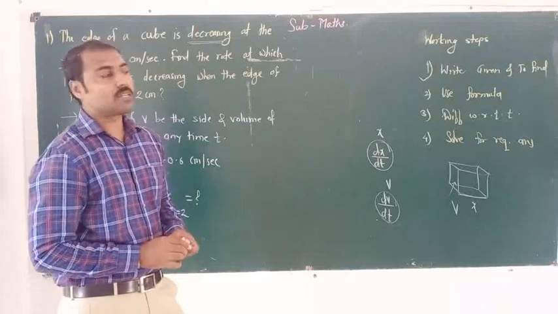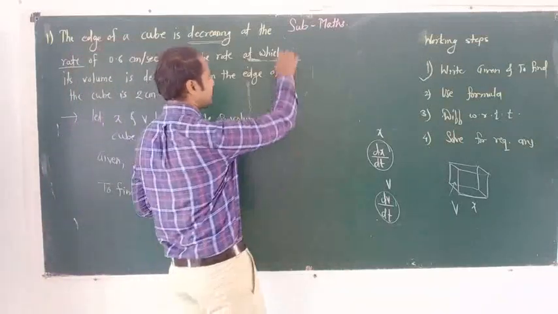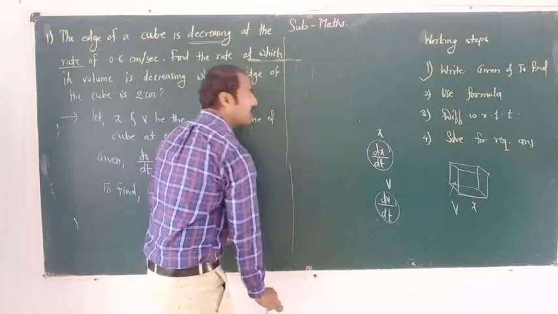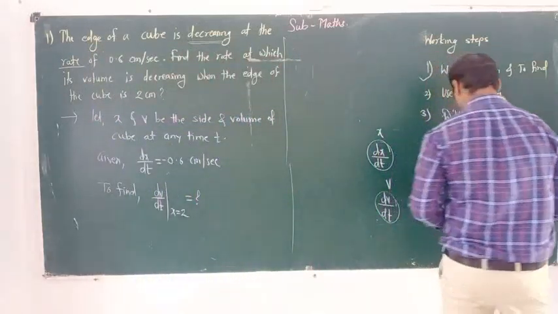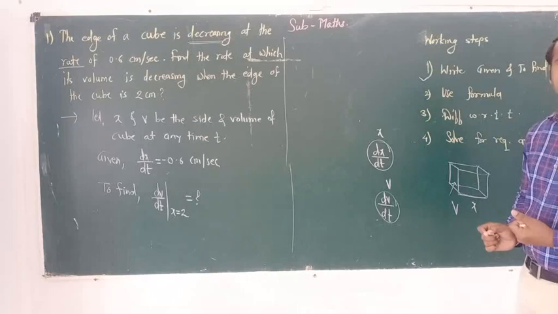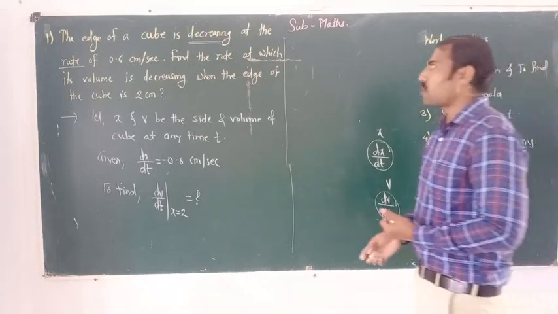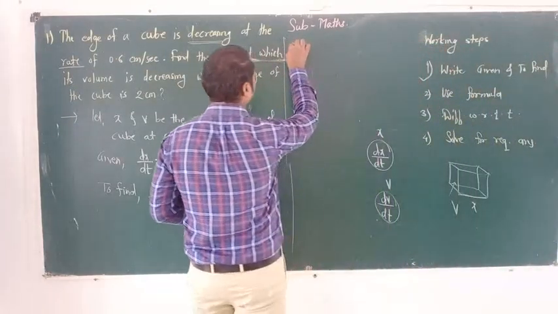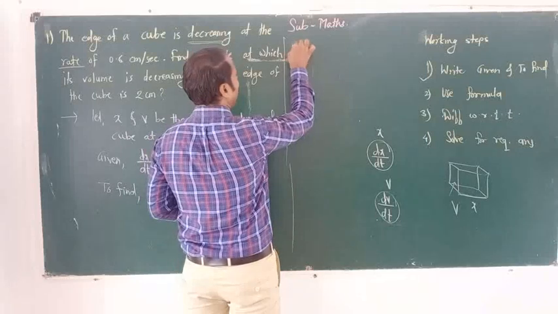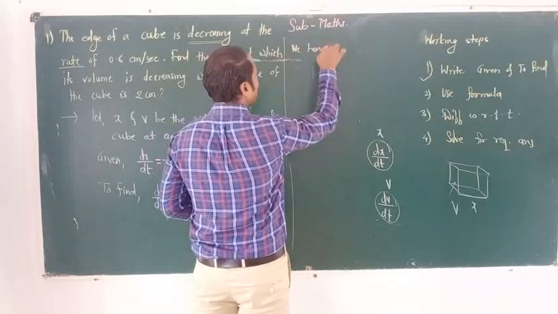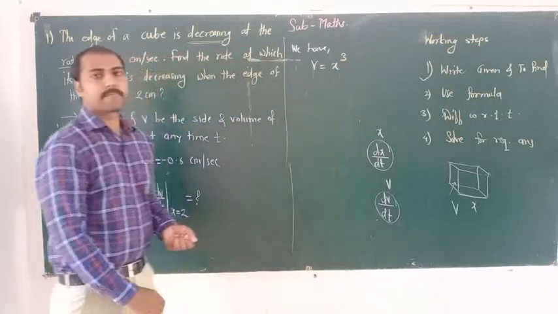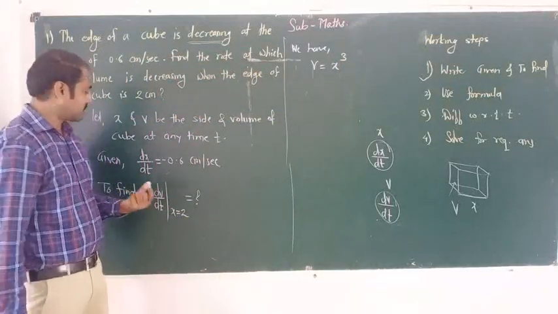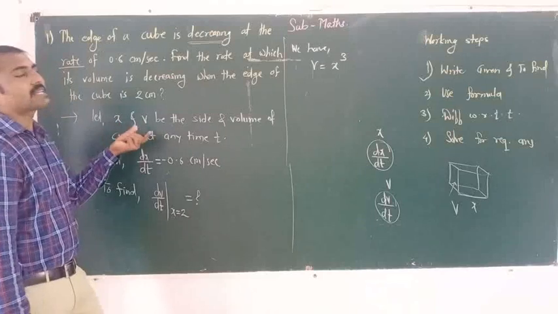Second step is use the formula for that geometrical figure. Here the geometrical figure is a cube, and we know the formula for the volume of a cube: V is equal to side cube. V is equal to side cube. Side is x, so x cube.